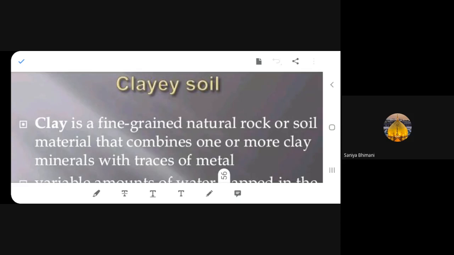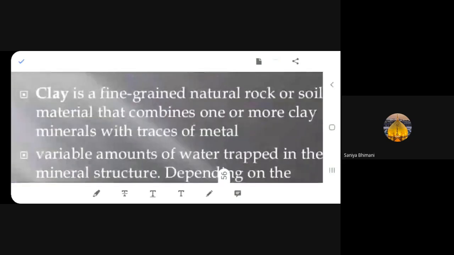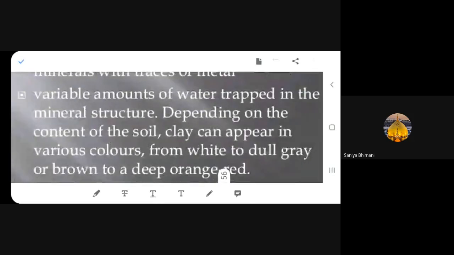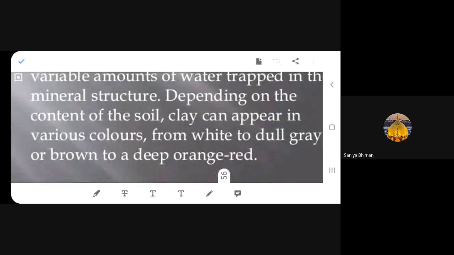Clay soil. Clay soil is the fine grained natural rock or soil material that combines one or more clay minerals with traces of metal oxides. Variable amount of water is trapped in the mineral structure, depending on the content of the soil. Clay can appear in various colors, from white to dull gray or brown, to deep orange red. Okay, Beta. Thank you.